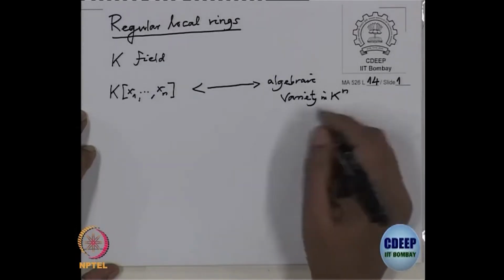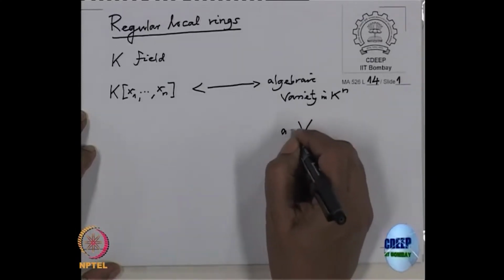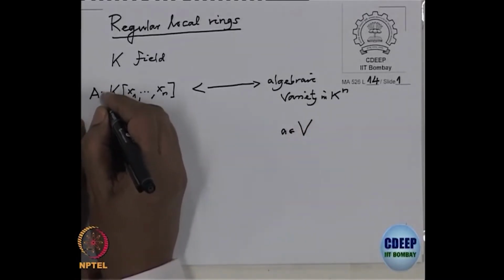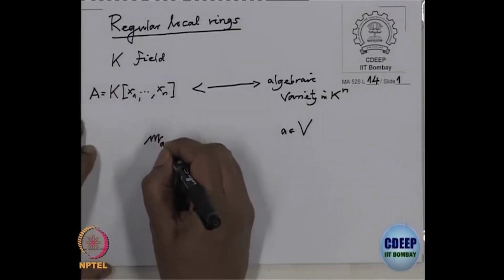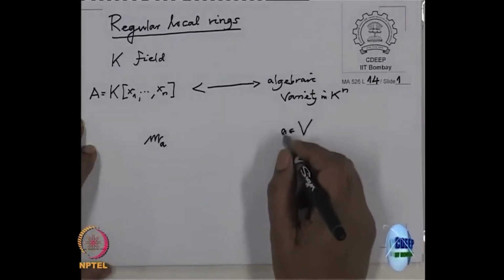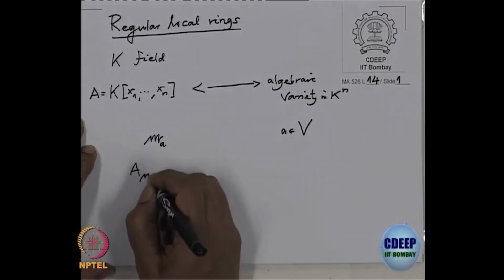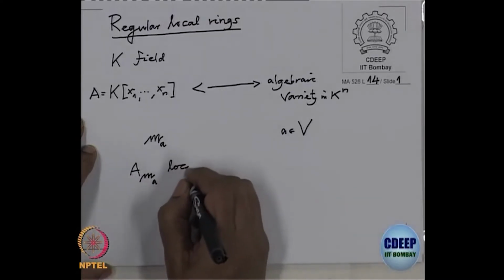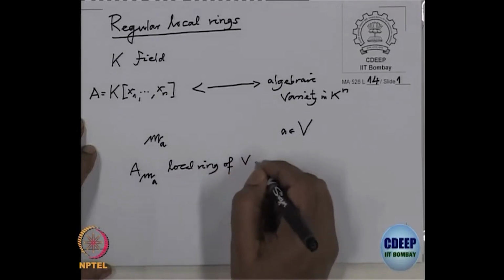So, this local behavior at the points: if V is the variety and A is a point there, then there is a corresponding maximal ideal M_A, and the local behavior of V at A will be determined by this localization, this local ring. This is called the local ring of V at A.